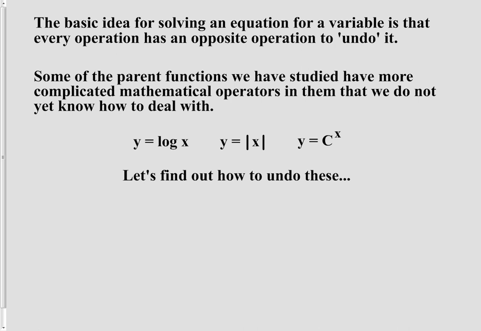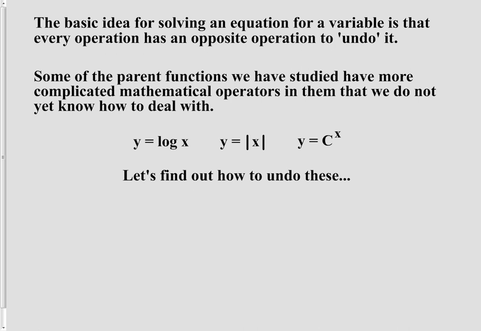Now, the basic idea for solving an equation for a variable is that every operation has an opposite operation to undo it. This is how we are able to move things from one side of the equal sign in an equation to the other by constantly asking ourselves what is currently being done to that particular value, what is the opposite of that, and if we perform that opposite operation to both sides of the equation, then we can move anything we want from one side of the equal sign to the other.